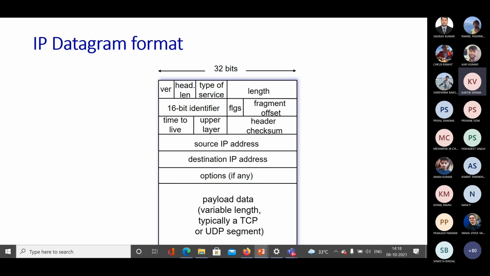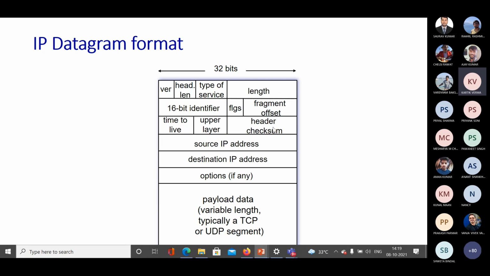This is a very important field, the time to live field, which essentially means the lifetime of this particular datagram. The time to live field will determine after how many hops, or basically after how long, your packet has to be discarded, regardless of whether it has reached the destination or not. If the time to live field is finished, the packet should be discarded. So it is a very important field.